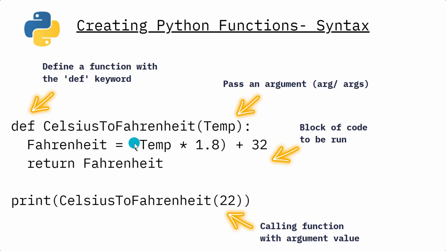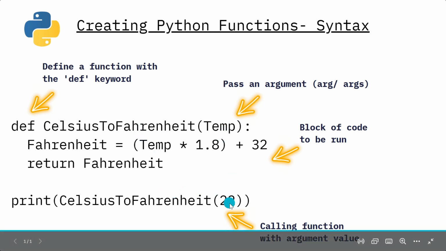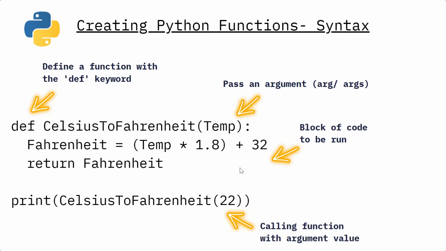It's just our calculation assigned to a variable, and we're just saying once that's established, just return that value. Nothing else happens. And then we call it because we want to print the values out to the terminal. We're saying to print the Celsius to Fahrenheit function, and our argument, the temperature that we want to convert in Celsius, is 22 degrees. So hopefully that's helped you understand the syntax more.